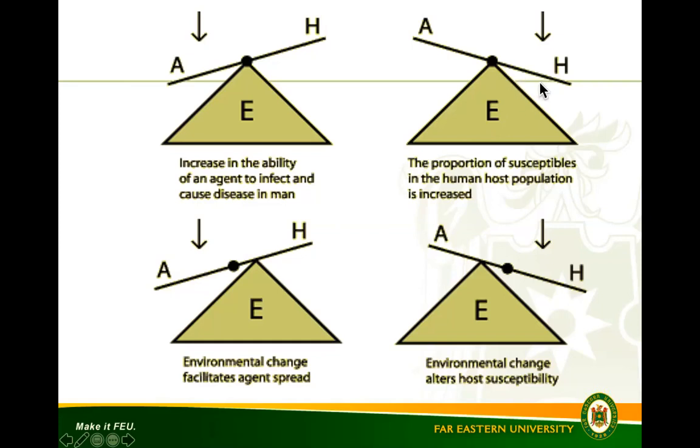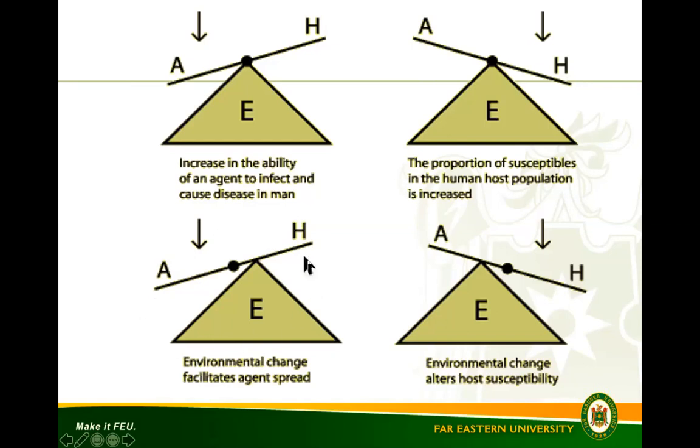Okay, another example, in the epidemiologic lever, you may illustrate that the proportion of susceptibility in the human host population is increased, and this can be illustrated using this model. So you are looking at the host, on the other end of the spectrum, as having a much greater weight than the agent.